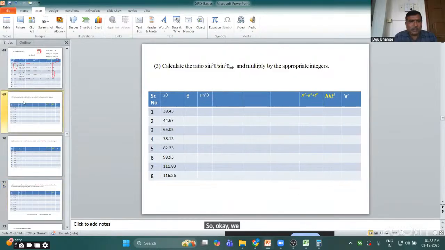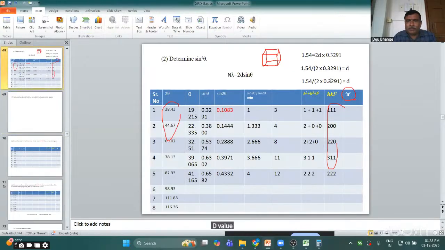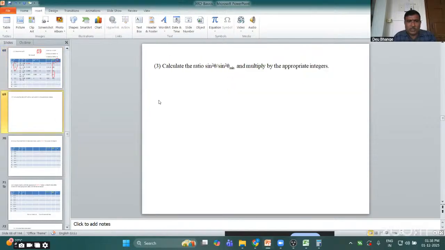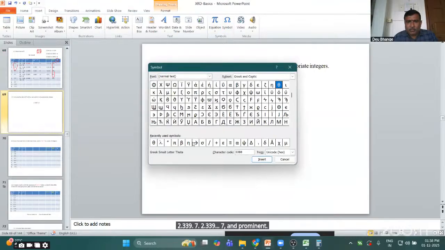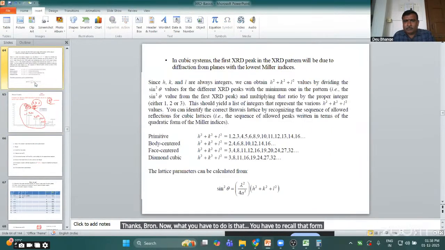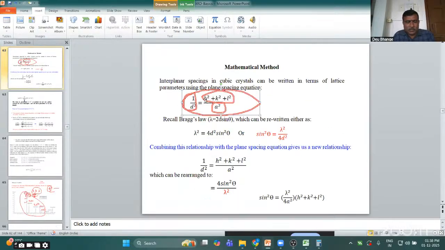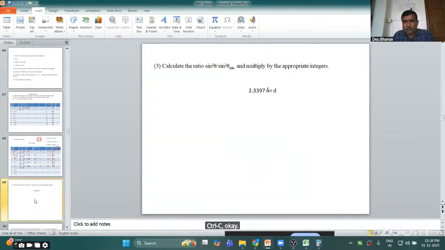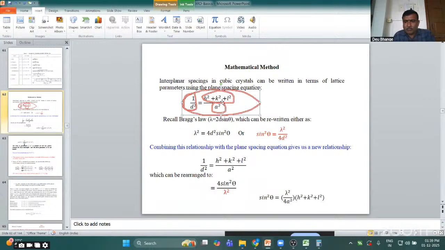Sorry. Okay. The D value is equal to 2.3397 angstrom unit. Now what you have to do is recall that formula. Just a moment.